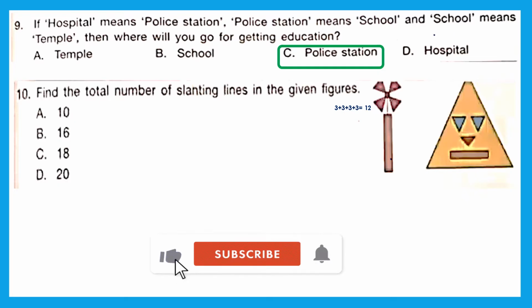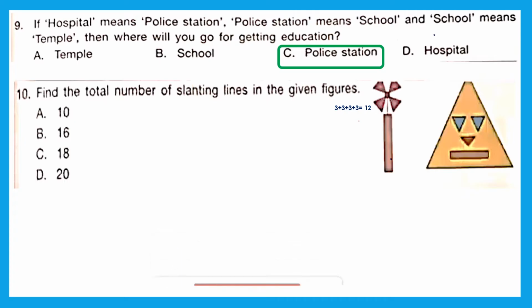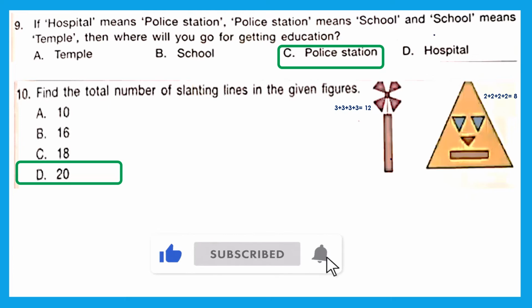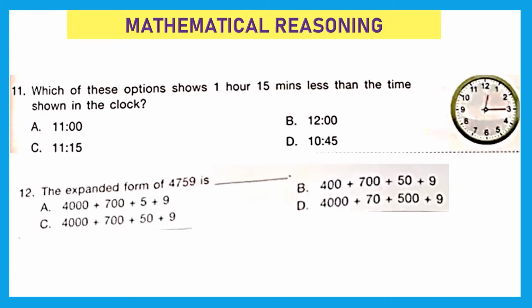We have in each triangle 2 slanting lines over here, because the last one is the horizontal line. So let's see 1, 2, 3, 4, 5, 6, 7, 8. In total we have 8 slanting lines in the second figure. So 12 plus 8 is equal to 20. Option D is the right answer.